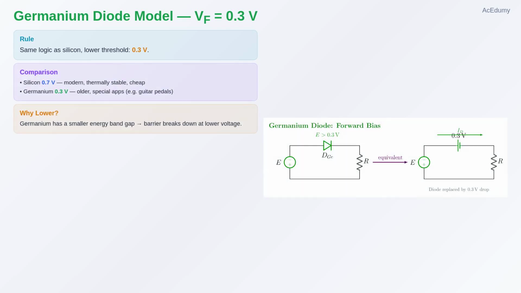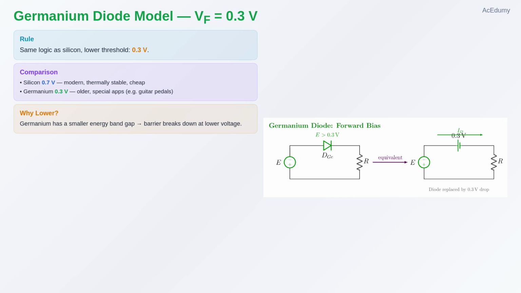Germanium diodes work on the exact same principle, but with a lower threshold. Instead of 0.7 volts, the germanium diode needs only 0.3 volts to turn on. So if E is greater than 0.3 volts, the germanium diode conducts. You replace it with a 0.3 volt drop and the remaining voltage goes to the resistor. If E is less than 0.3 volts, the diode stays off. Open circuit, no current. Compared to silicon, germanium turns on sooner because the barrier is lower.